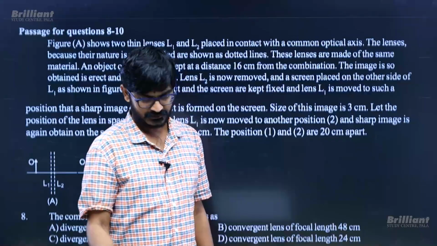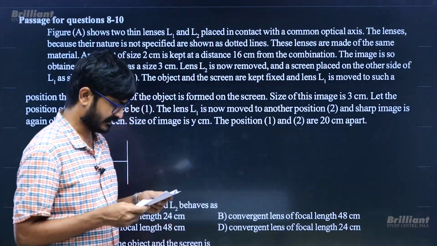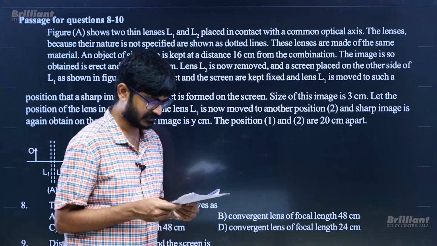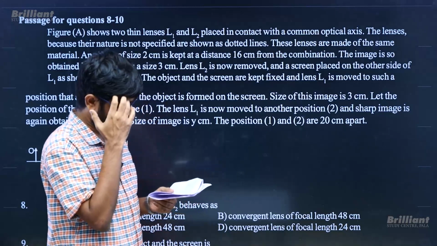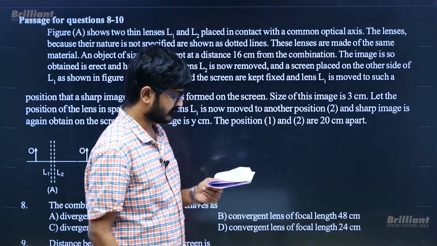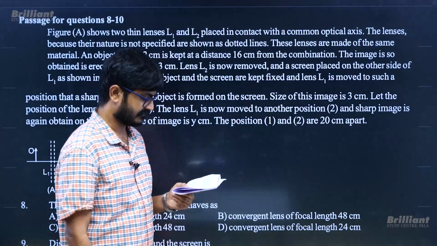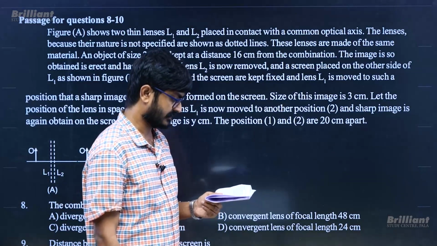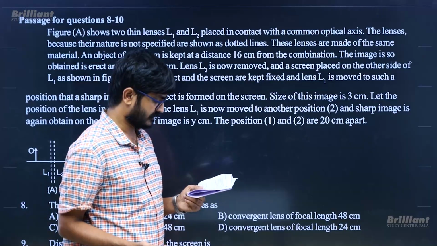The next question goes like, figure A shows two thin lenses L1 and L2 placed in contact with common optical axis. The lenses, because the nature is not specified, are shown as dotted lines. These lenses are made of same material. An object of size 2 cm is kept at a distance 16 cm from the combination. The image obtained is erect and has a size 3 cm. Lens 2 is now removed.